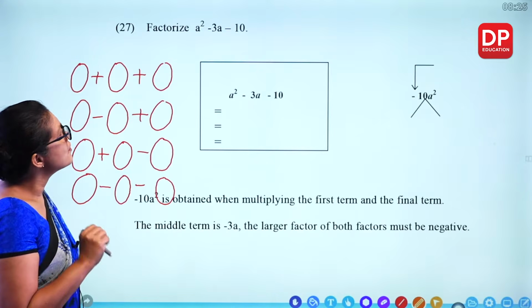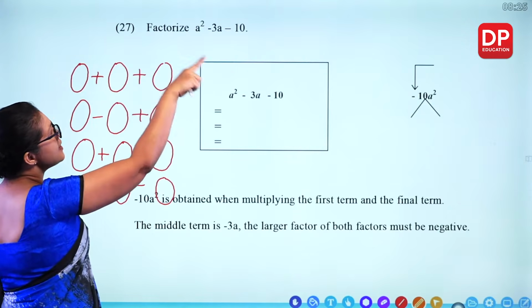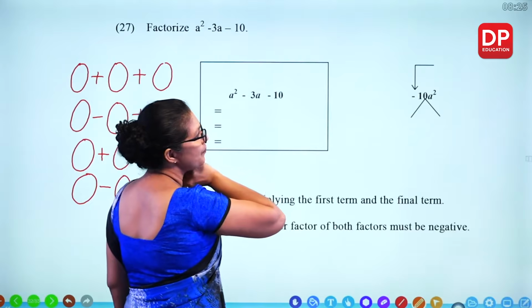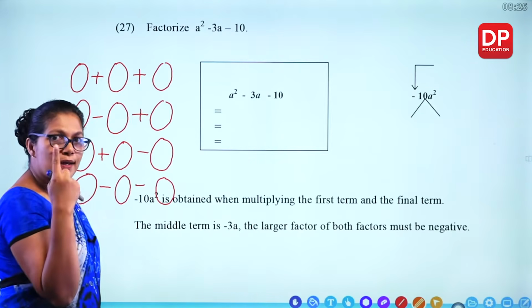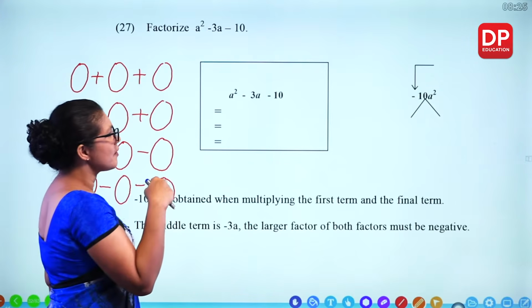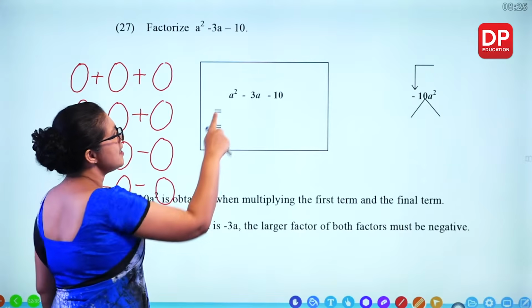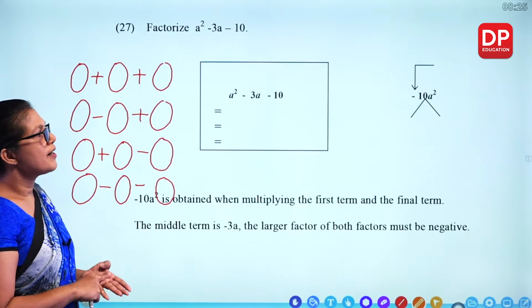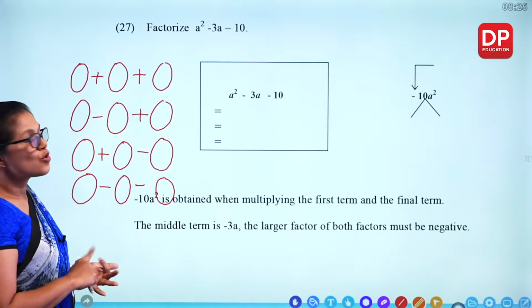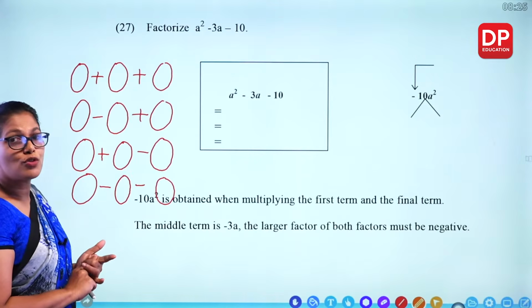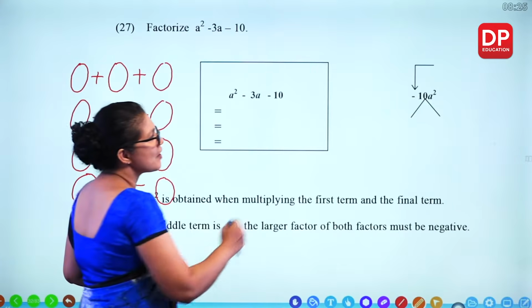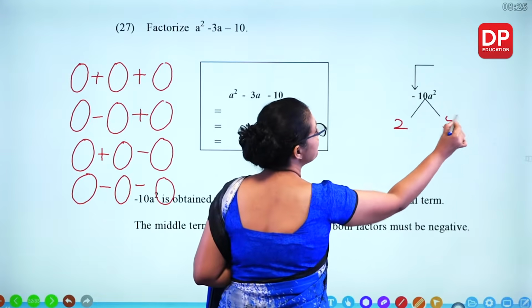So what do we do? Same procedure. When you multiply first and the last, you get minus 10a squared. This is also minus like the previous one. Factors of minus 10 to get minus 3. Think about factors: 1 with 10, 2 with 5. 2 and 5 relates to 3. So we'll write 2 and 5.